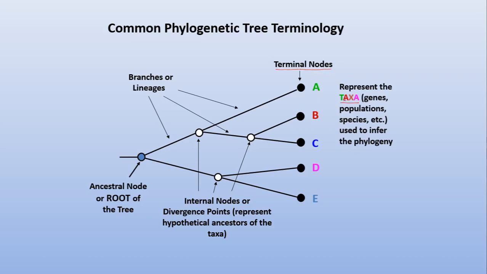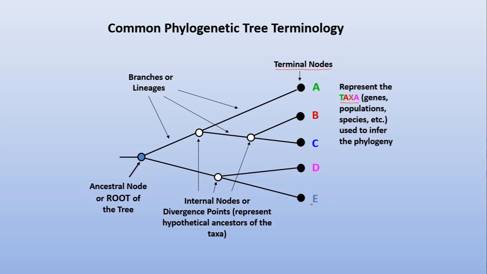And these terminal nodes usually represent different taxa. We call the terminal nodes taxa. And these taxa can represent genes, populations, species, or say some protein sequences, it can be anything. Okay, so these taxa are used to infer phylogeny. The objective is to find out how these taxa are related to each other.